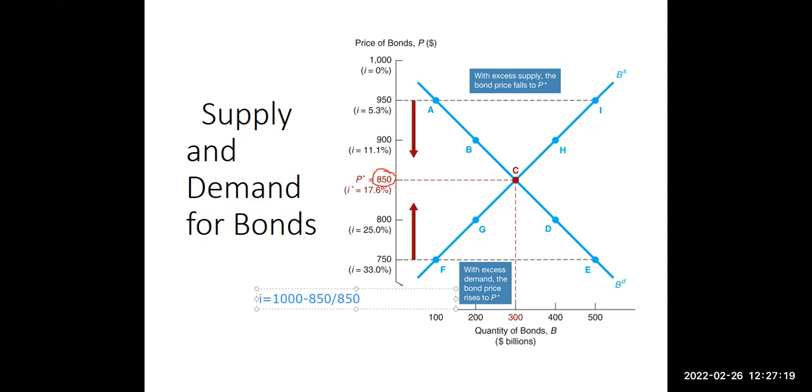1,000 minus 850 divided by 850. So the interest rate coming out is 17.6%.